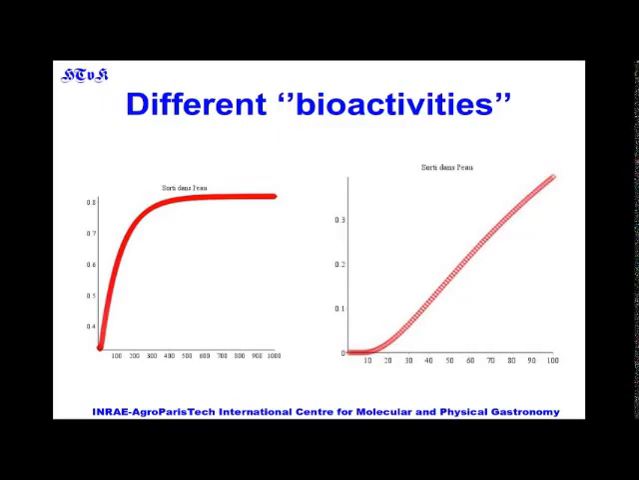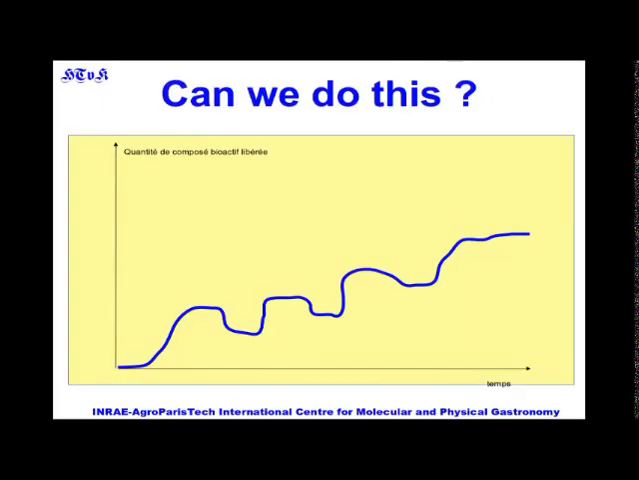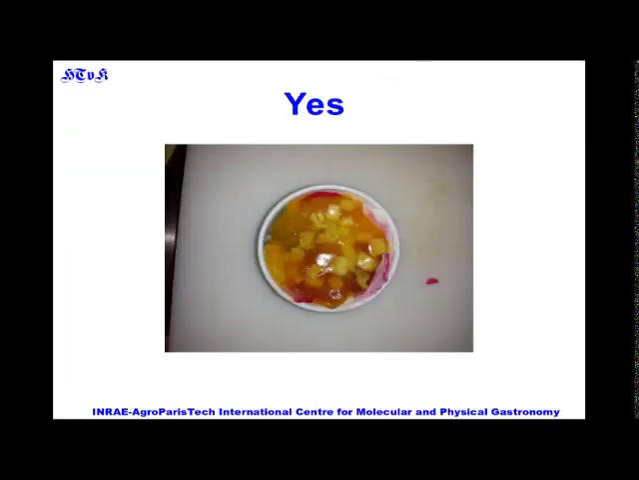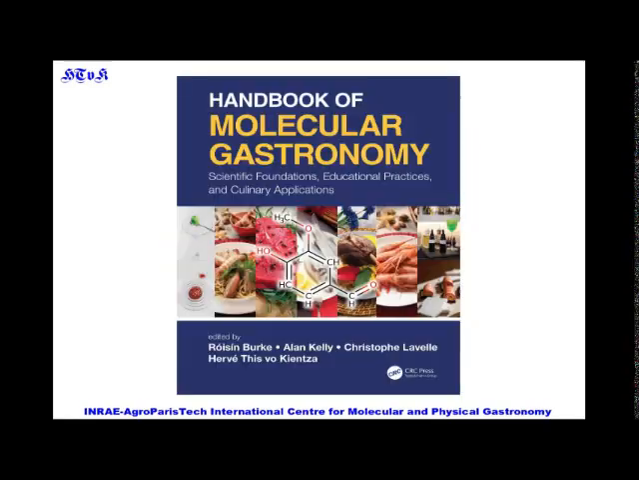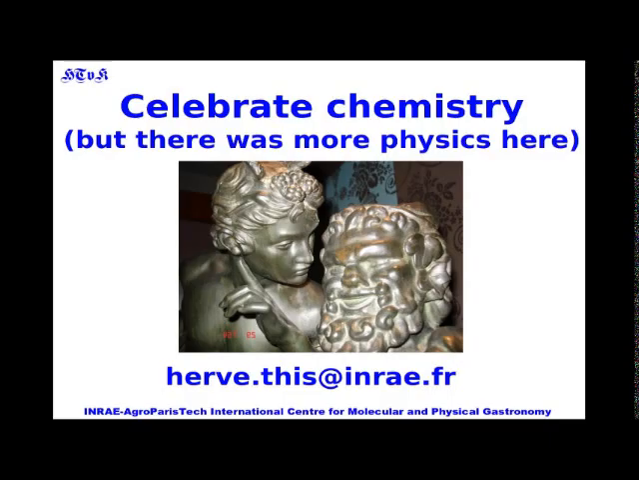Of course, you can mix both. Can we make a dish with one flavor that would appear, disappear, another that would appear, disappear, and so on and so on? And the answer is yes. If you play with the NDSF formula, you can reach this goal. This is explained in the Handbook of Molecular Gastronomy, a huge book with 3 parts. Part 1, scientific explanation. Part 2, how to use it for teaching. And Part 3, recipes. So you can find all this.